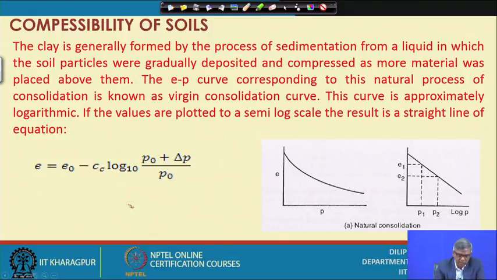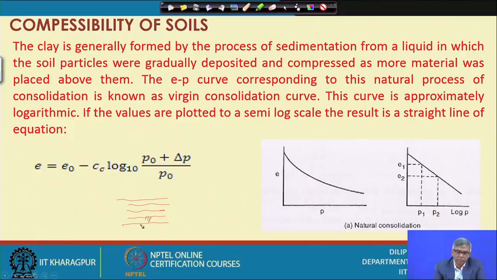Suppose there is a flowing fluid and soil is deposited here. Today the thickness was this, tomorrow it is like that. It will accumulate and the height will increase. Under this loading, the soil below will be consolidated. This is the process, and the e-p curve corresponding to this natural process of consolidation is known as the virgin curve. This is the natural way of consolidation.